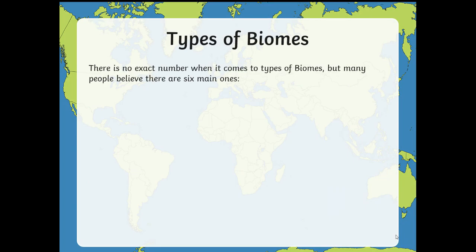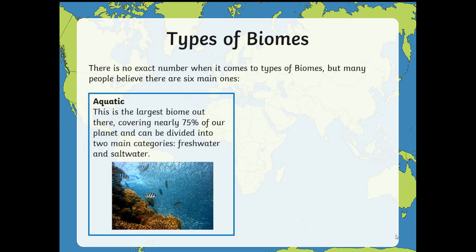There is no exact number where it comes to types of biomes, but many people believe that there are 6 main ones. So we've seen the desert, haven't we? That's one. Can you think of any others? So you've got an aquatic biome. So this is the largest biome out there, covering nearly 75% of our planet, and can be divided into 2 main categories: freshwater and saltwater.